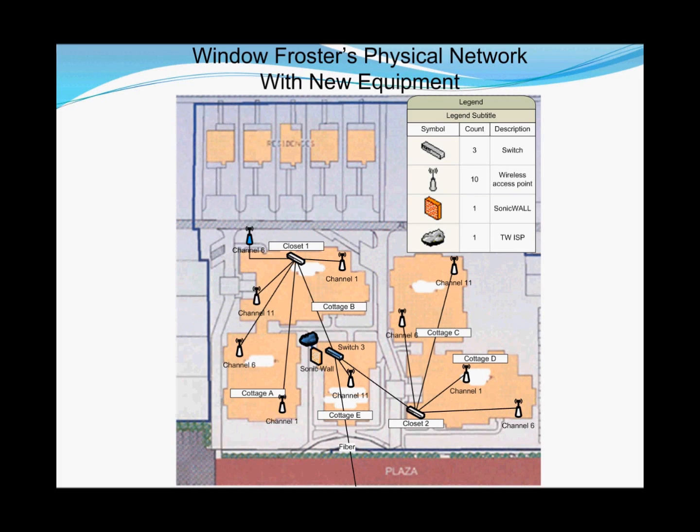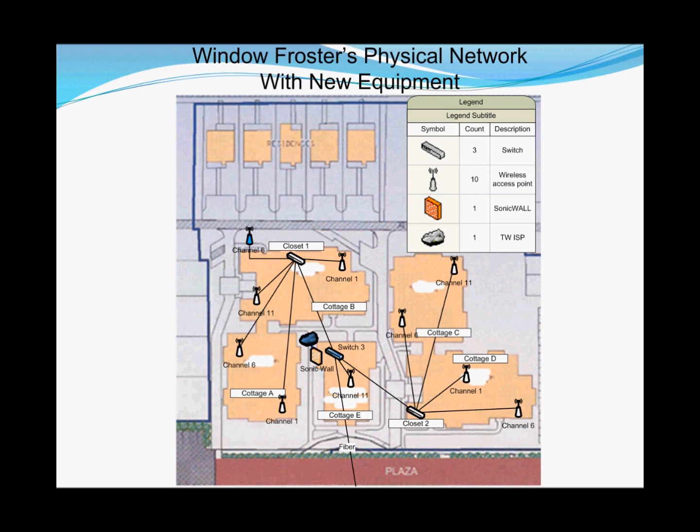With the new network equipment deployed, this is how the physical network will look. As you can see, there are 2 access points per building, and there's also a channel assignment, which are alternating 1, 6, and 11 to reduce the amount of interference. In the center, you can see switch 3, which is colored blue, being connected to the SonicWall, being connected to the Time Warner demarcation zone.